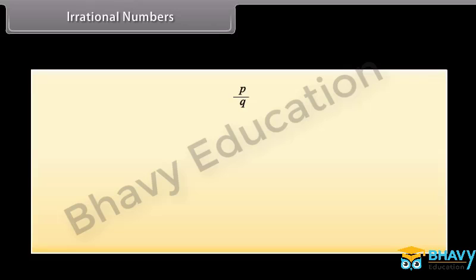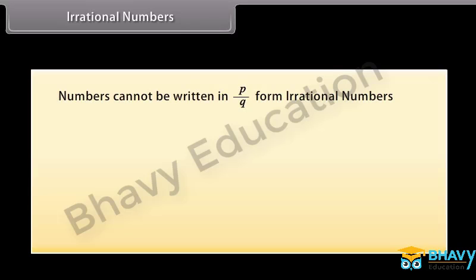Irrational numbers. You must be wondering if there are numbers which are not in the form of p by q. Yes, there are numbers which cannot be written in the form p by q. Those numbers are called irrational numbers. For example, square root 2, square root 3, square root 7, 0.101001000100001 and so on, pi and so on.